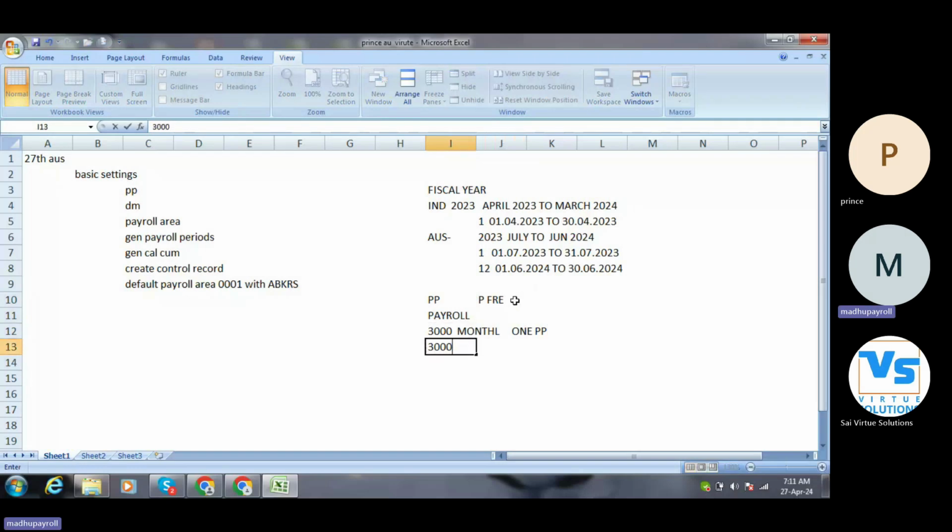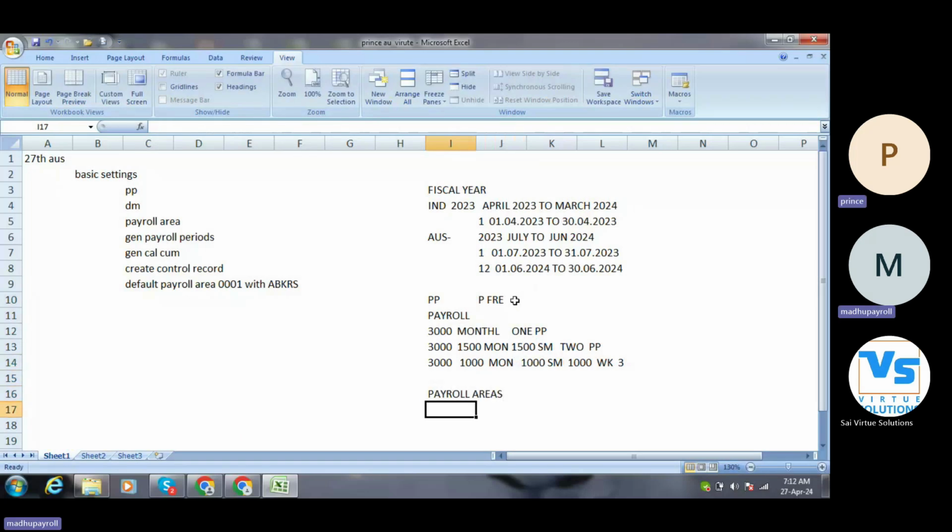If of 3,000 employees, 1,500 are paid monthly and 1,500 are paid semi-monthly, then you have to create two period parameters. Again, with 3,000 employees, if 1,000 are paid monthly, 1,000 semi-monthly, and 1,000 weekly, in such cases you create three. So this knowledge is very, very important.